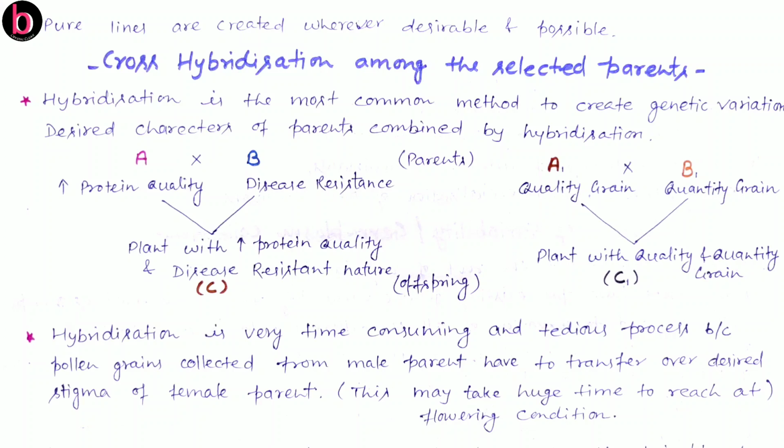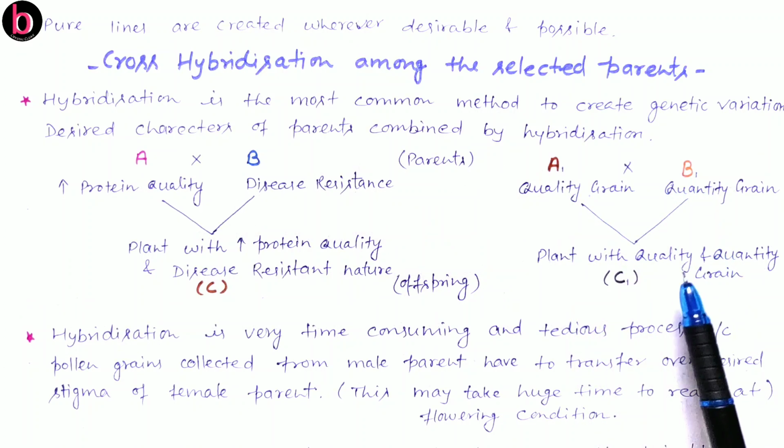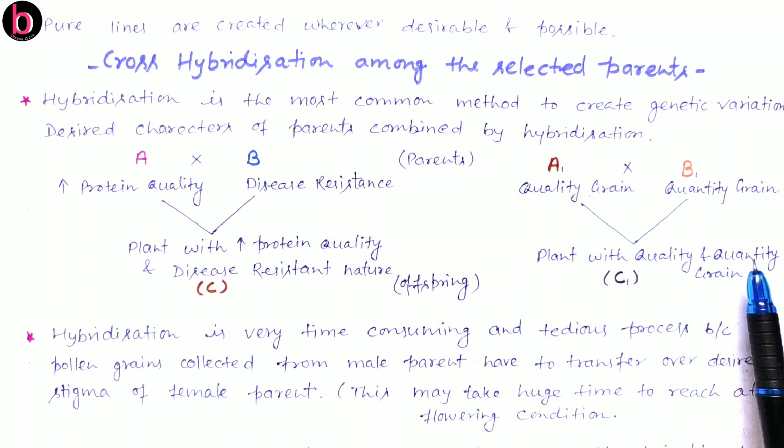So individually they both are not beneficial, but somehow if we add characteristics of both these plants in a single plant, that will be highly meaningful to us. So during hybridization there will be generation of a new plant, that is C1, and this carries characteristics of plant A1 and B1, that is high quality and quantity of grains.